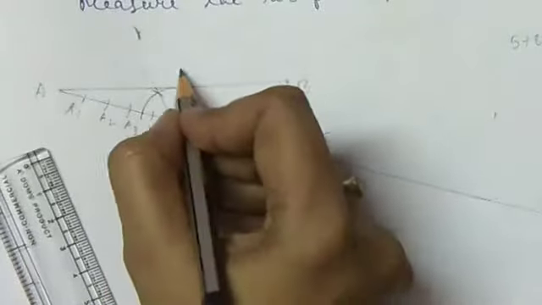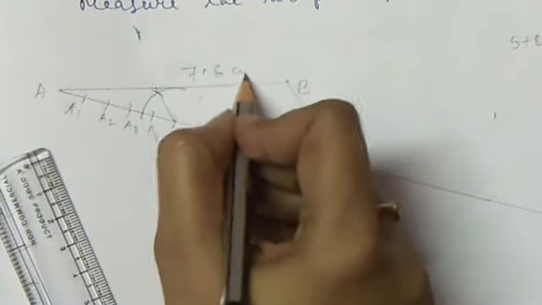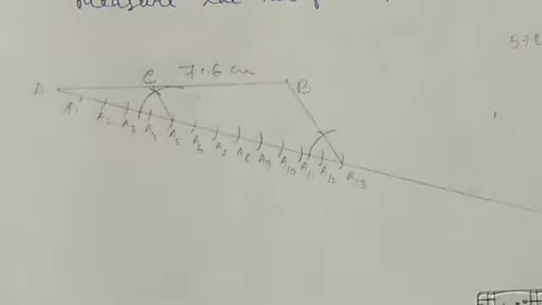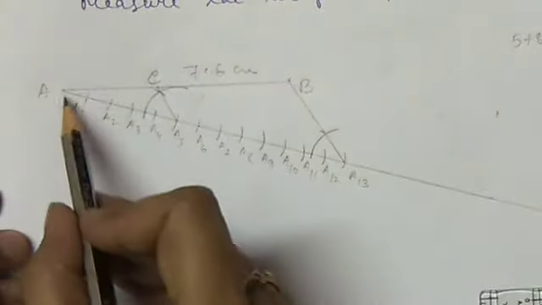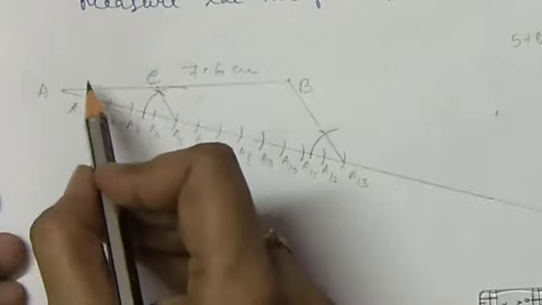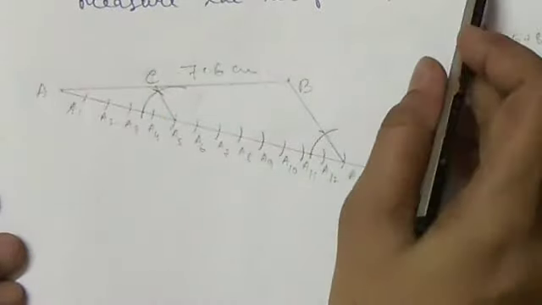So I have 7.6 centimeter. Let this point be named C. Thus we have got two parts. One is AC, the other is CB. So AC is of 5 parts and the other part is 8.